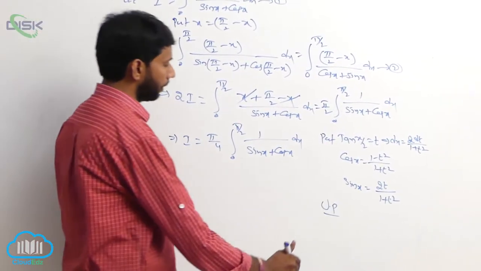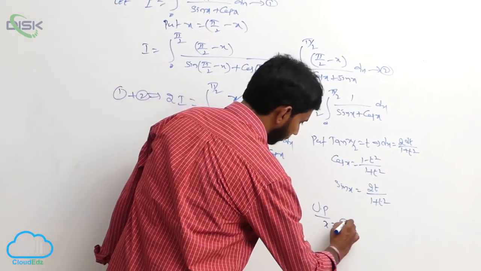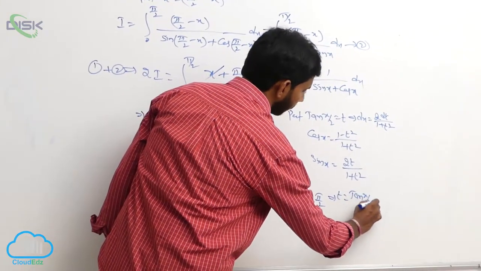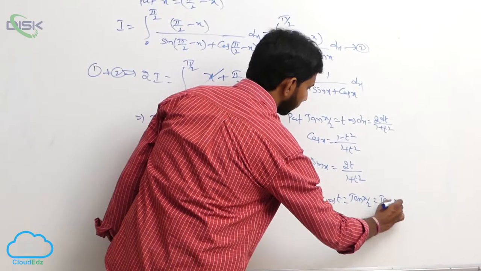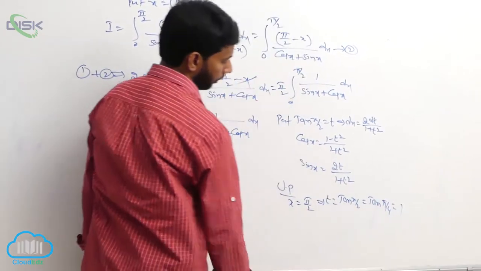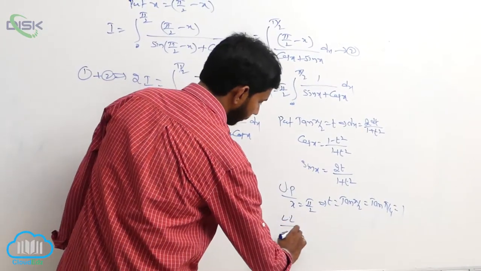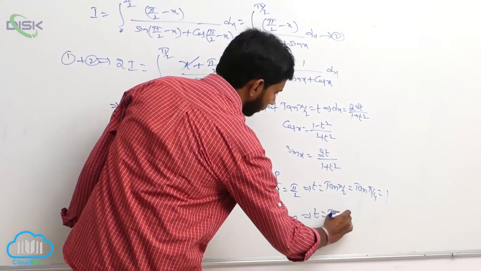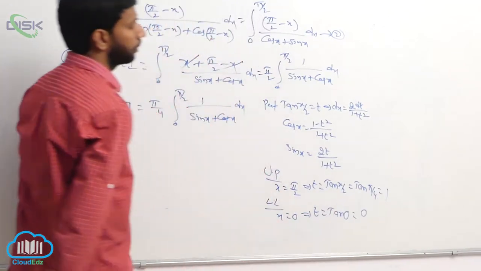Here upper limit x equal to pi by 2. That implies t is equal to tan x by 2, which is tan pi by 4, the value is equal to 1. And next lower limit x equal to 0. That implies t equal to tan 0, the value is equal to 0.